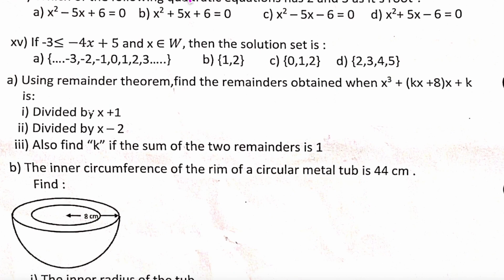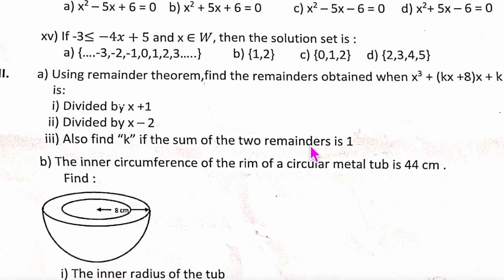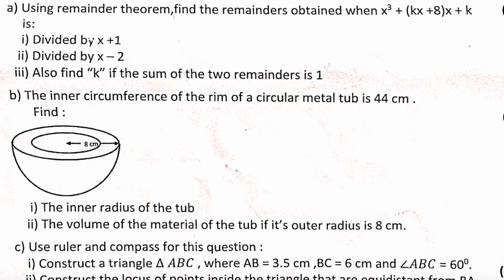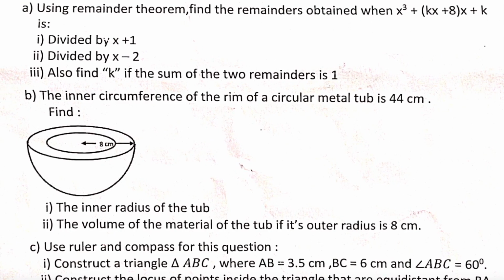Let us come to the second part of question 1. Using the remainder theorem, find the remainder obtained when this, one second, have they missed out? Find the remainder obtained when this is divided by x plus 1 and divided by x minus 2, and also find k if the sum of the two remainders is 1.